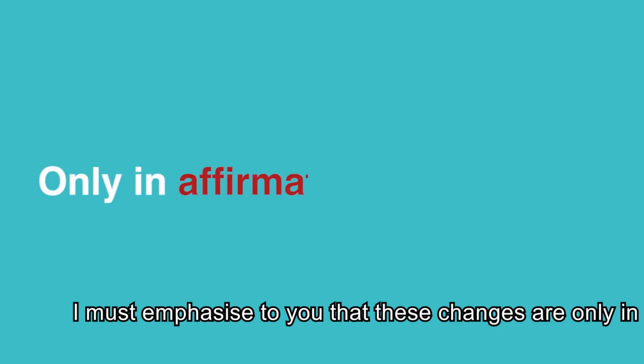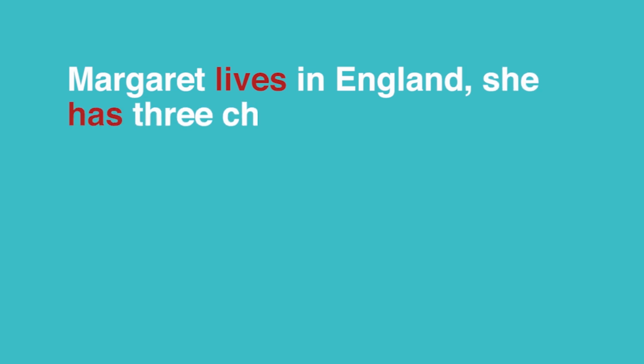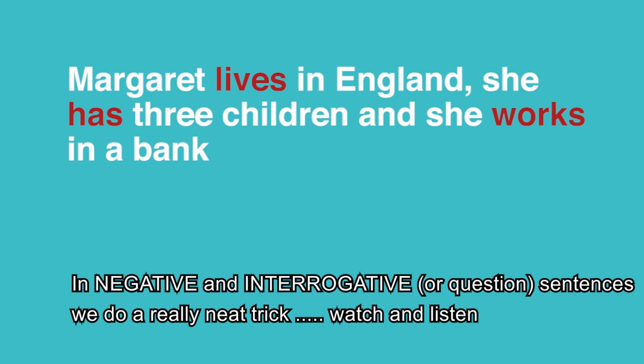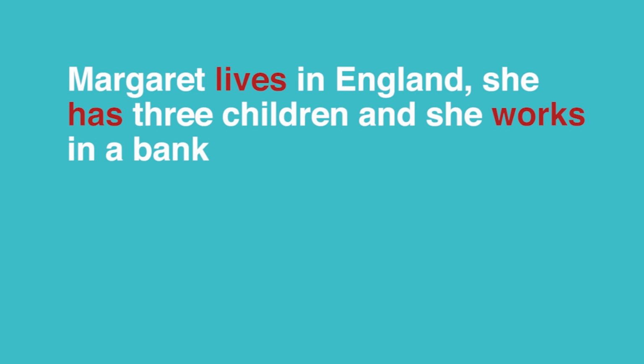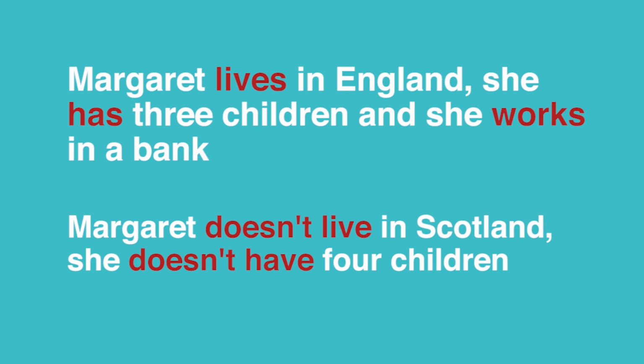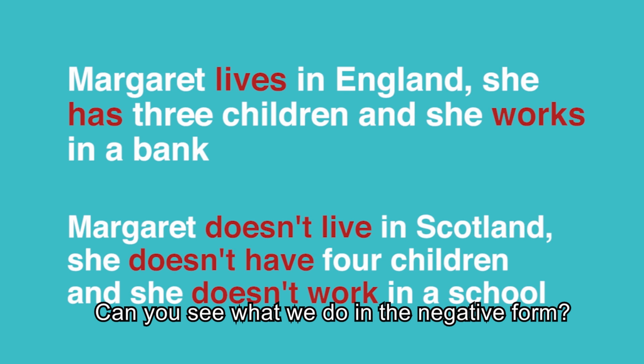I must emphasize to you that these changes are only in affirmative sentences. Margaret lives in England. She has 3 children and she works in a bank. In negative and interrogative or question sentences, we do a really neat trick. Watch and listen. Margaret doesn't live in Scotland. She doesn't have 4 children, and she doesn't work in a school. Can you see what we do in the negative form?